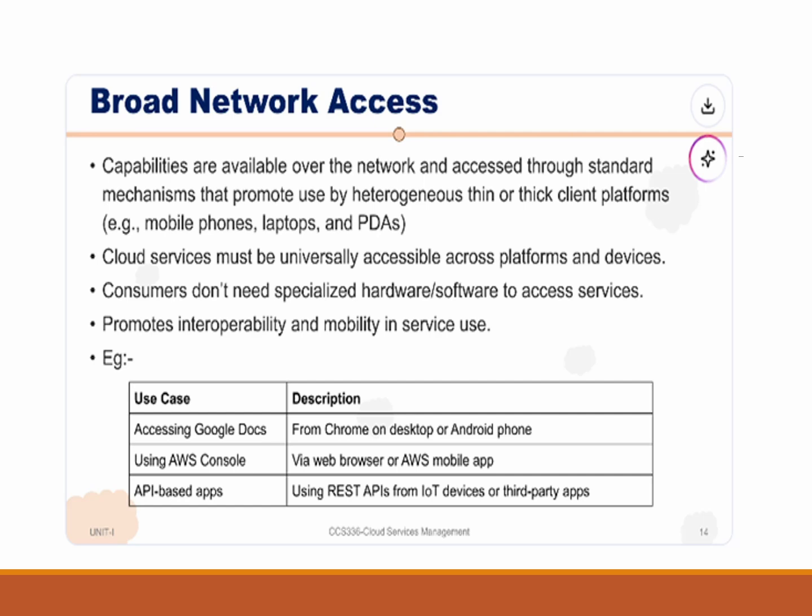The cloud service must be universally accessible across platforms and devices. Consumers do not need specialized hardware or software to access the services. It promotes interoperability and availability in services. So these are the best examples of broad network access. Nowadays we are using Google Docs, Google Sheets, which are one of the main services of your cloud.